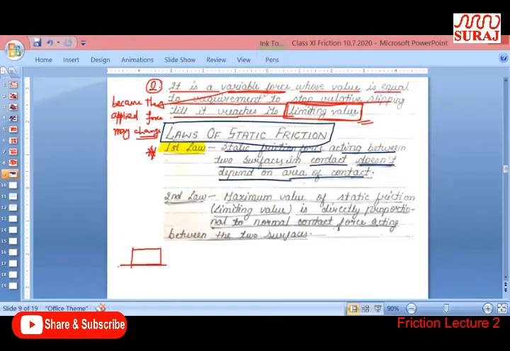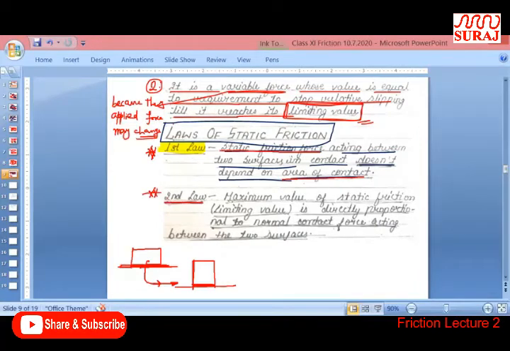Means a block placed like this, there will be some area. If the same block with same mass is taken like this, so the area of contact is changed here, but there is no change in the static friction force. Okay, so it is independent with the area of contact. Very important law.